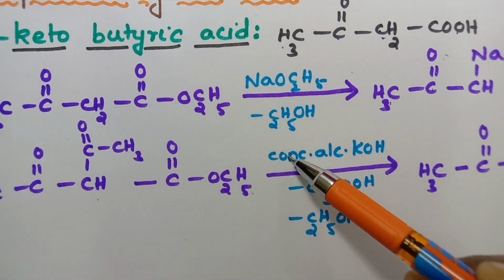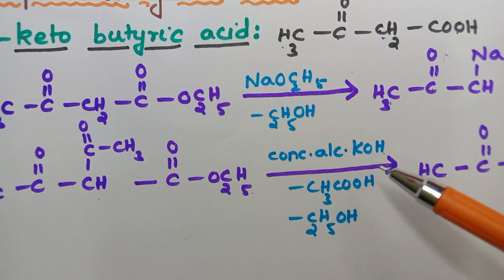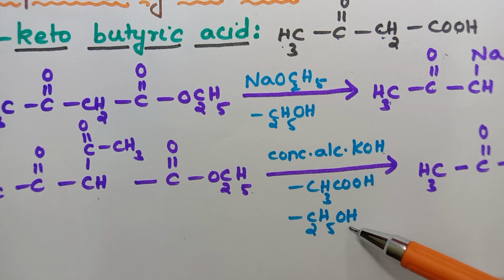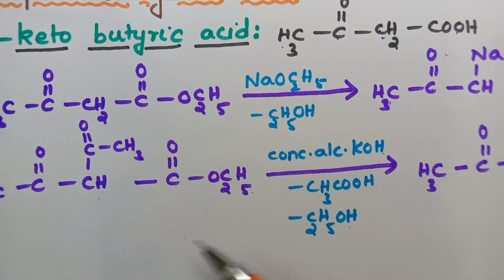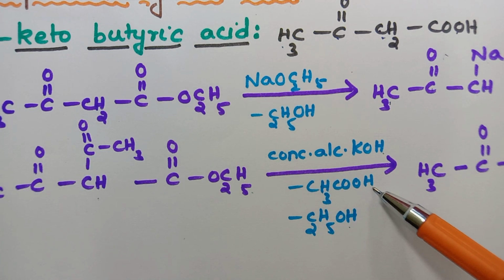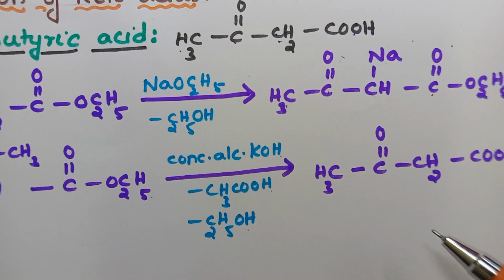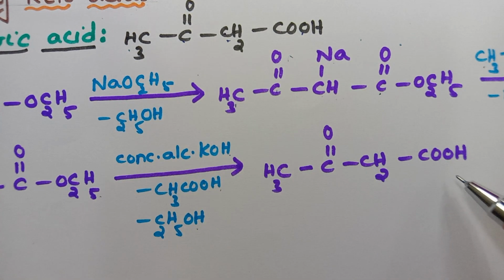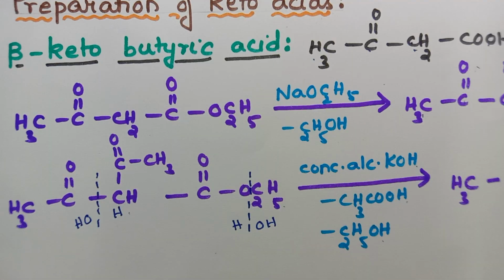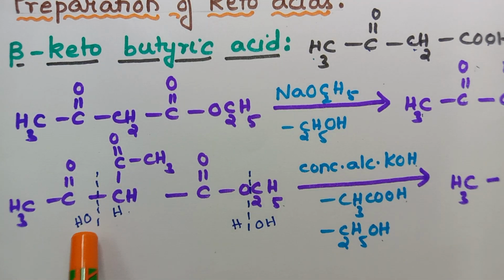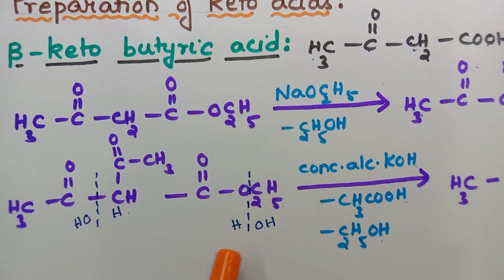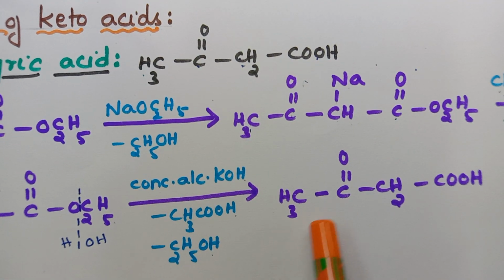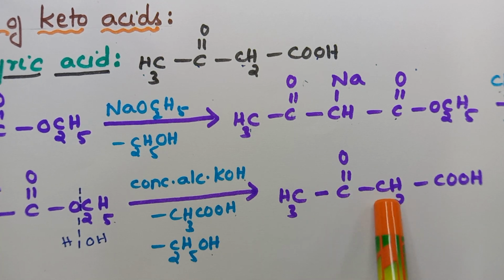The final step is concentrated alcoholic KOH. Hydrolysis takes place. So here the bond breaks and minus C2H5OH. Here the bond breaks and minus CH3COOH, and the final compound is beta-keto-butyric acid, that is CH3, C double bond O, CH2COOH. Okay students, look here. I have shown you the hydrolysis part also. The final product is keto acid, that is beta-keto-butyric acid. Fine.